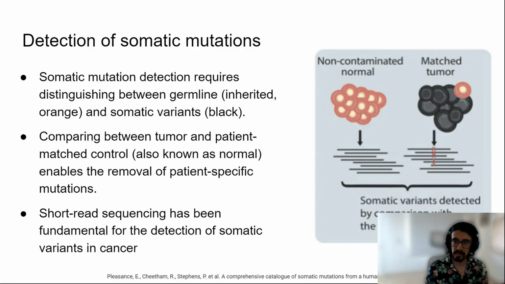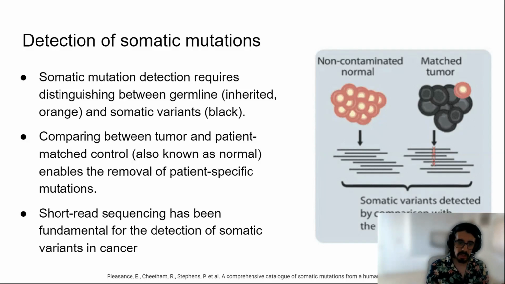So again, in this particular case with the cells that are orange and black, we want to see all the mutations that have occurred in the orange ones that will also be in the black ones, but we want to know only what is in the black ones. So when we compare tumor and the patient-matched control, also known as normal, we can remove everything that is patient specific and just get what's cancer specific.